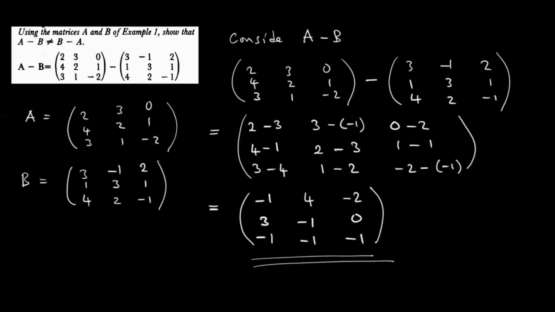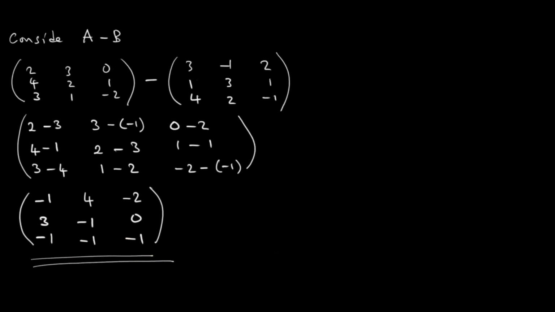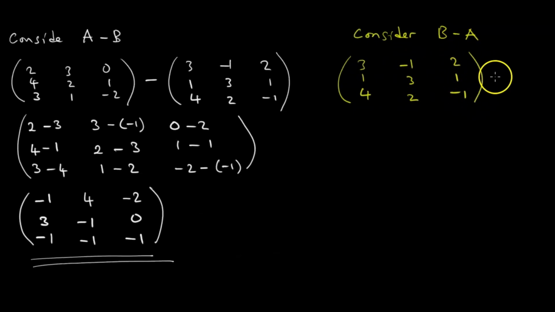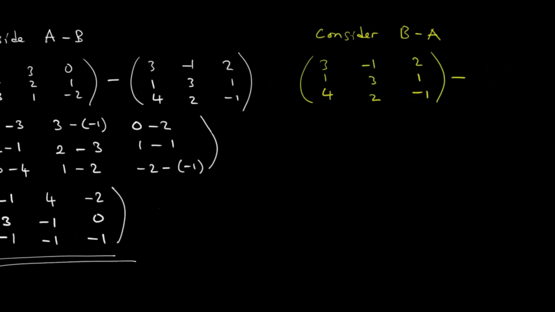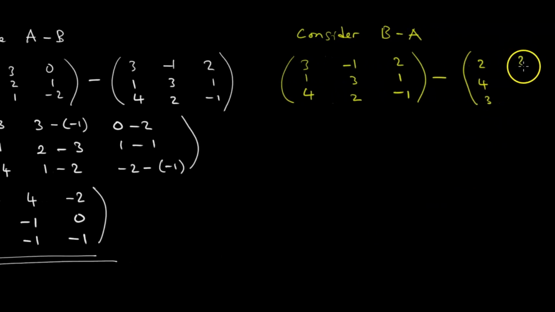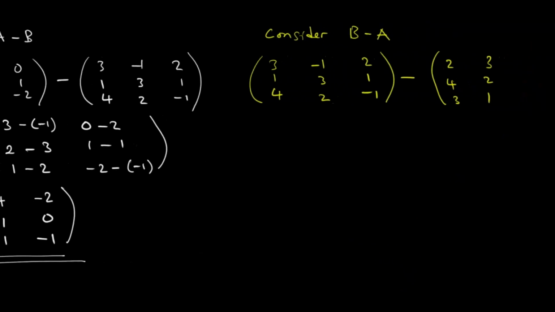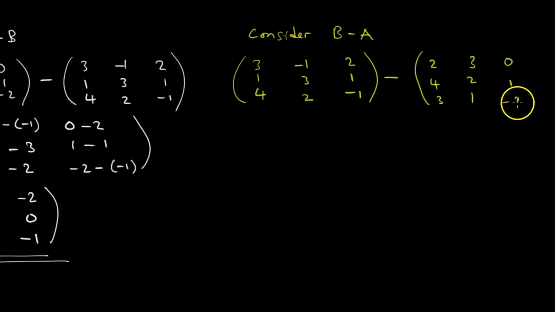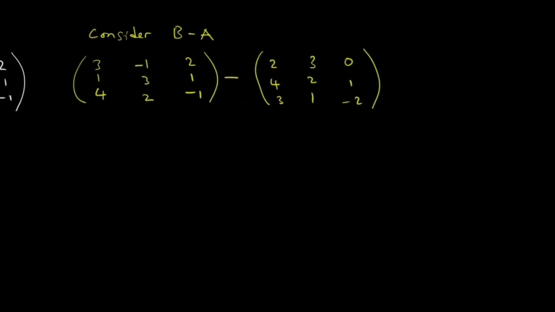But we still have to consider what B minus A looks like. So when we consider B minus A, knowing that B is 3, 1, 4, minus 1, 3, 2, 2, 1, minus 1. This is what we are subtracting from. What is A? So A is 2, 4, 3, then in the middle 3, 2, 1, then on the left 0, 1, minus 2. So let us deal with this.